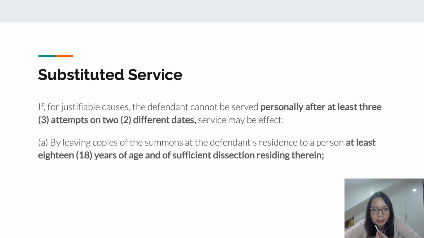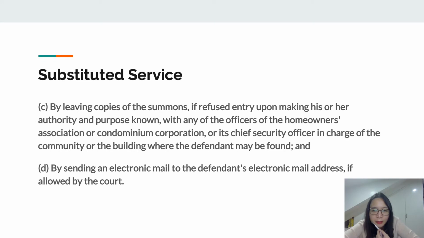So if personal service fails, summons can also be served via substituted service. So this is done by leaving copies of the summons at the defendant's residence to a person at least 18 years of age and of sufficient discretion residing therein. Substituted service can also be made by leaving copies of the summons with the officers of the Homeowners Association or the chief security officer of the community where the defendant may be found. And if the court allows, it can also be emailed to the defendant's email address.